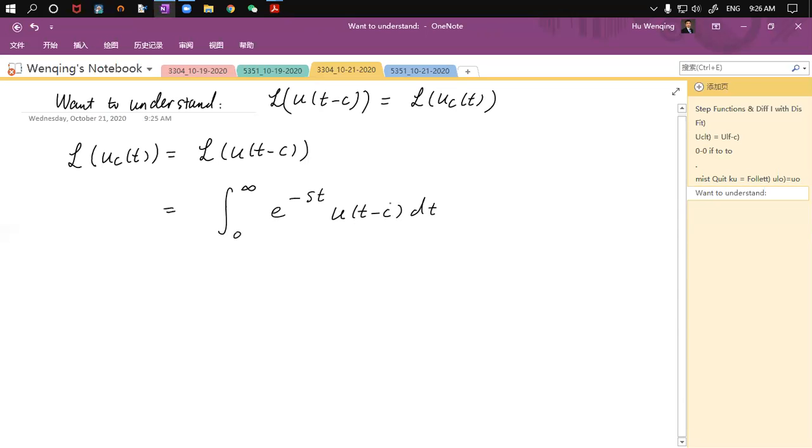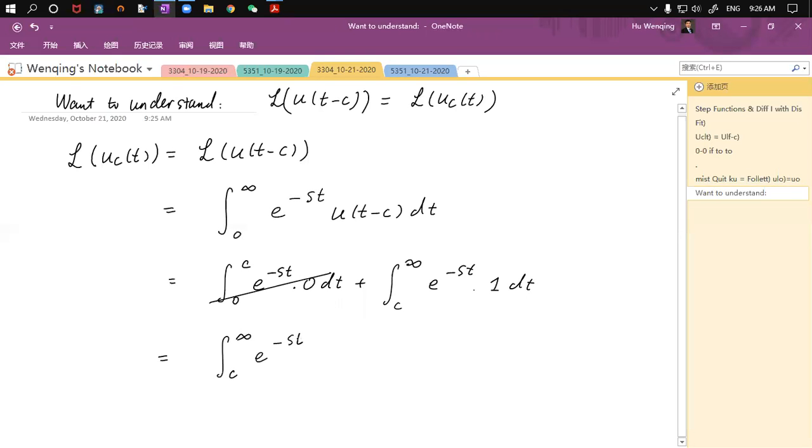This function is going to be 0 before time c, and it is equal to 1 after time c. So from 0 to time c, you multiply by 0, and starting from time c and on, you multiply by 1 in dt. That's a very simple integral. Is that good for everybody? You are going to have nothing there, and then you just have the integral from c to infinity of e to the power of minus s t dt. And what is this integral?